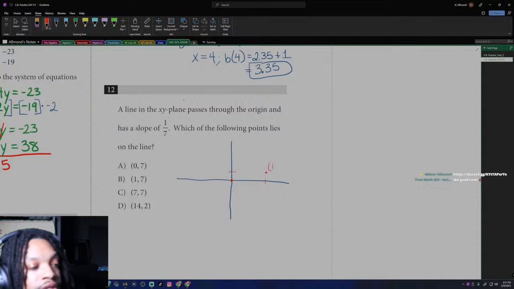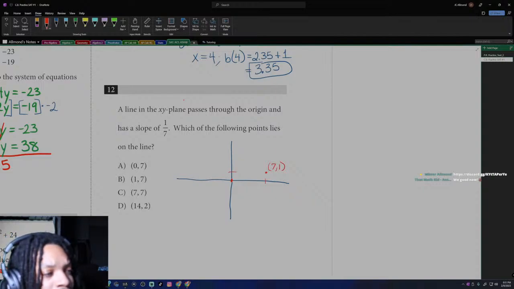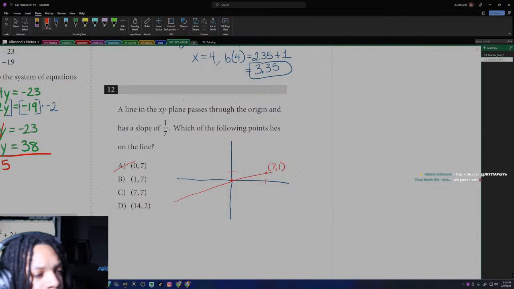This point is up 1/7. Ooh, wait, I wrote that wrong. 7,1. I almost got that problem wrong. Okay. Which of the following points lies on the line? All right. Well, 0,7 doesn't, of course, because 0,7 is way up here somewhere. I guess I could sketch my line. Something like that. So we can clearly see that 0,7 is not on the line.